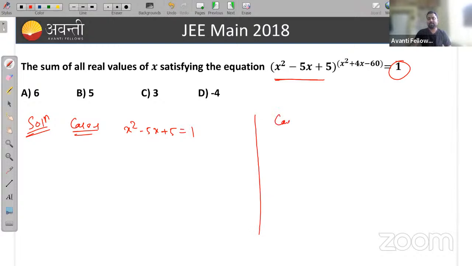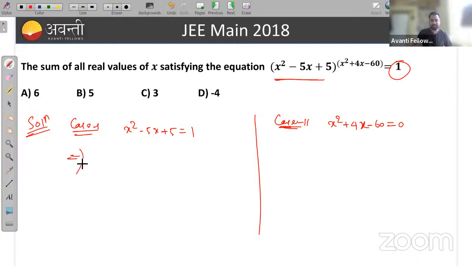What is the second case? Case 2 is when the base becomes anything and the exponent becomes 0. That is x square plus 4x minus 60 is equal to 0. This is my second case. So try to solve these two.